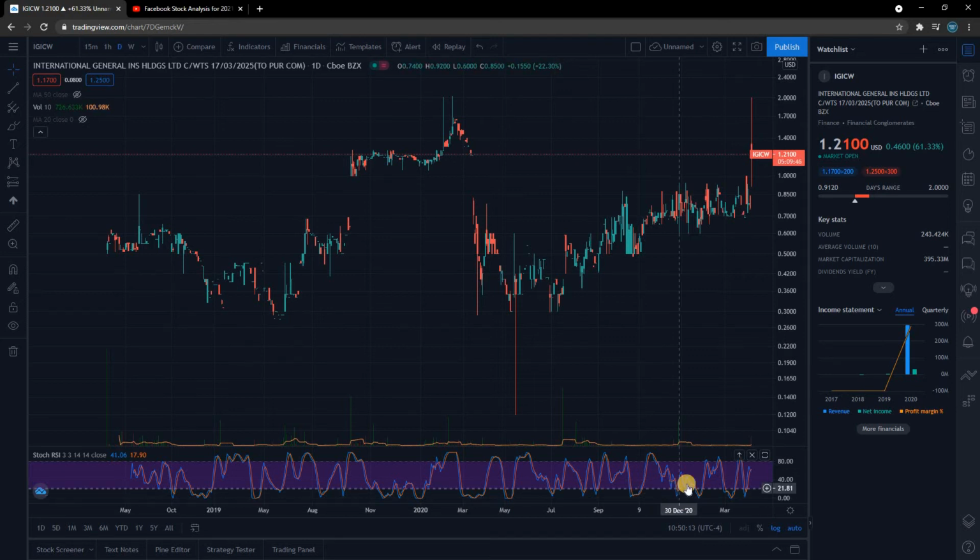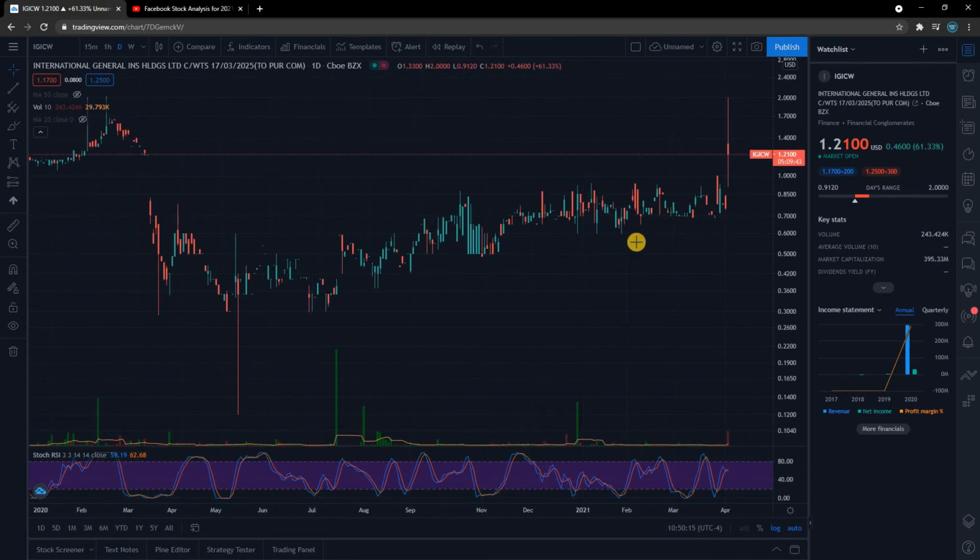Okay, so how much money did I make? Well, we got in February, about middle of February, for about 80 cents. Like I said, I think we got in somewhere around here. I set my target for $1.20, the top of this gap. That's exactly where I wanted to target.